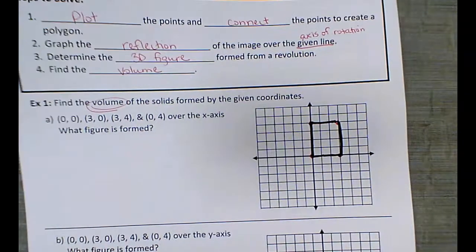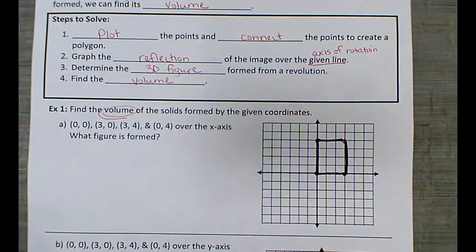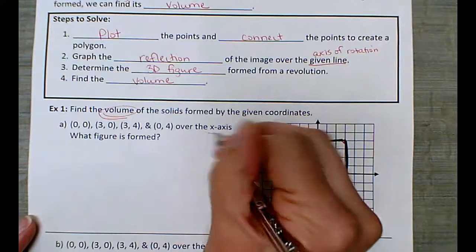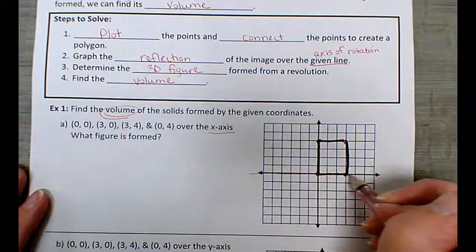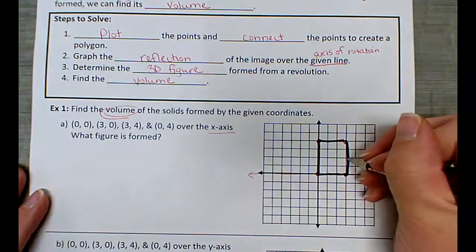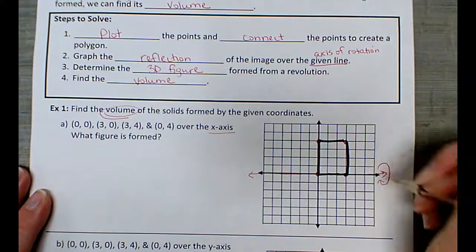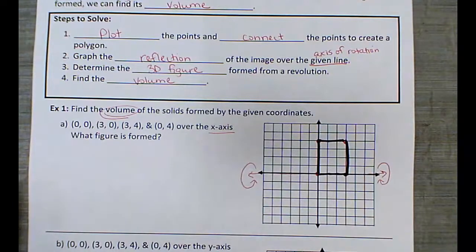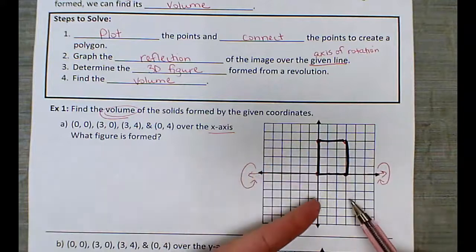And what I want to do is I want to rotate this, or reflect it for right now, but then rotate it over the x-axis. So here's the x-axis. This is going to be my axis of rotation. So this graph right here of this figure, I'm going to flip it over. I'm going to kind of spin it around to the other side. So I want you to imagine that it's going to lift off the paper and it's going to flip over and be on this side.